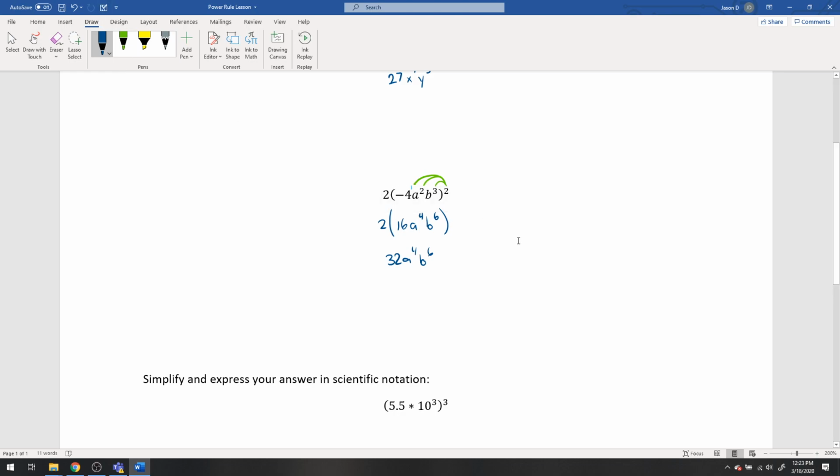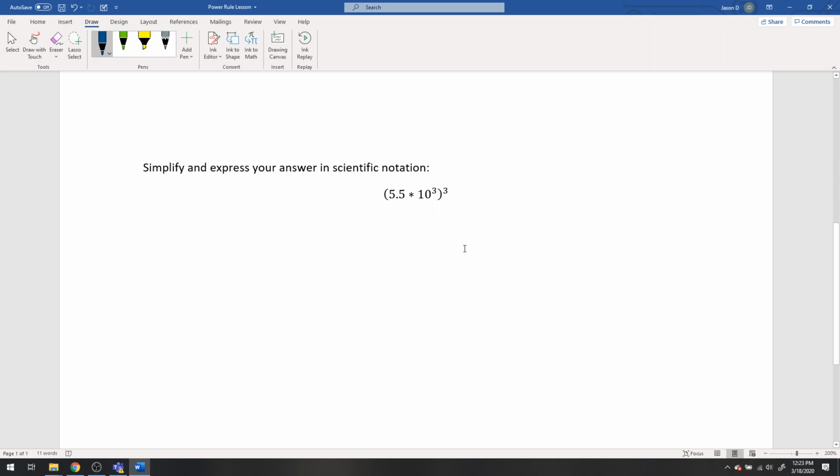We're going to keep tying these back into scientific notation as well, because we can use the properties on scientific notation numbers. You'll certainly use that when it comes to chemistry class or physics later on in high school. So this problem says simplify and express your answer in scientific notation. And we've got 5.5 times 10 to the third, and that's all to the third power. Again, pause the video and see if you can do this.